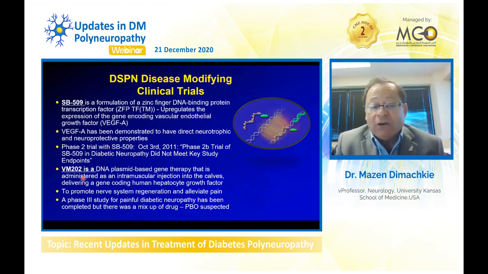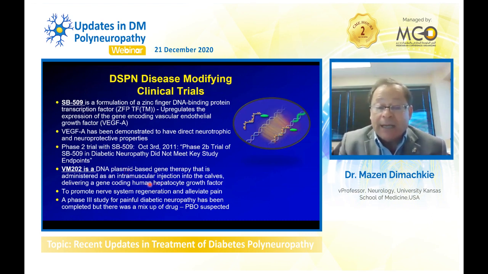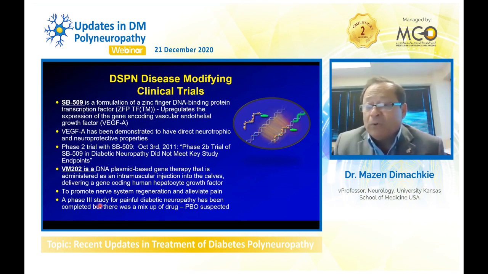There's a drug called VM202. We were part of the SB509 study, and we were also part of the VM202 study. It's a DNA plasmid-based gene therapy that's administered intramuscularly in the calf muscles. It encodes human hepatocyte growth factor, and it promotes regeneration. The primary target of the study was to demonstrate that it alleviates pain. However, the study was completed and reported as negative.